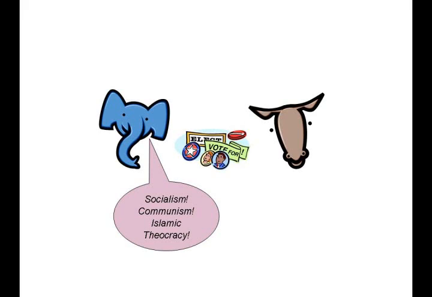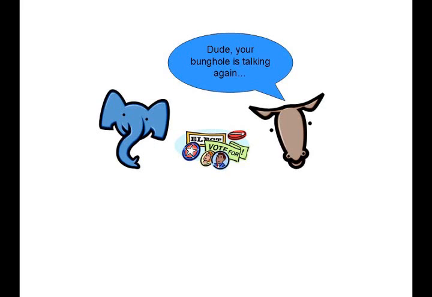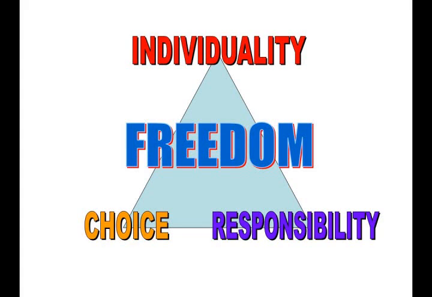We constantly hear the neoconservatives worrying about the threat of socialism, worrying about the threat of communism, worrying about the threat of Islamic theocracy. But this country spent 8 years proving that the neocon option is not the answer to those things. You do not defeat the encroachment of the collective with yet another collective. You defeat the encroachment of the collective with the balance of choice, responsibility, and individuality. You defeat the collective with freedom.